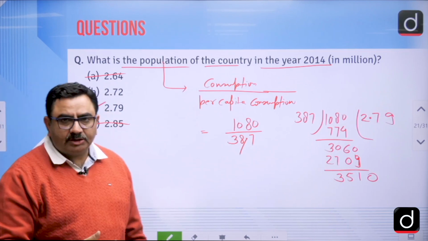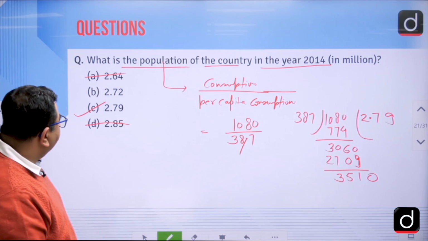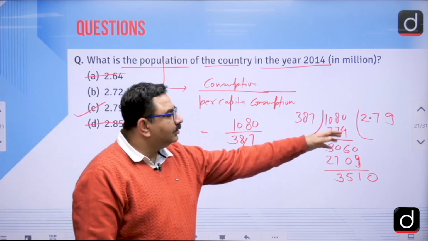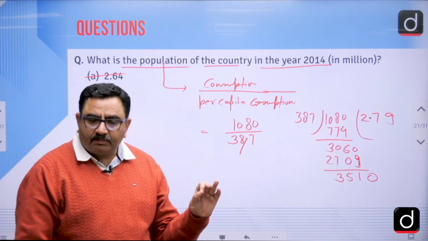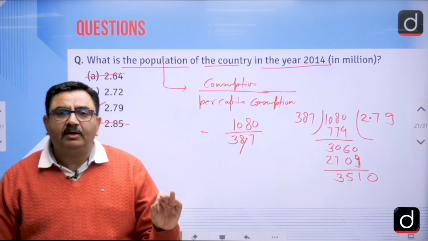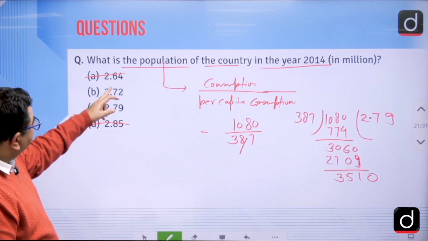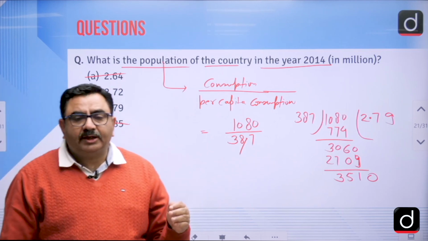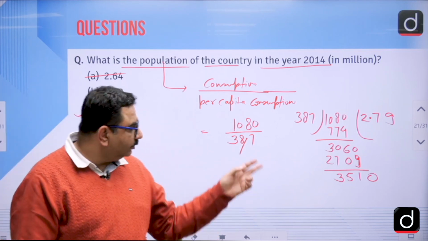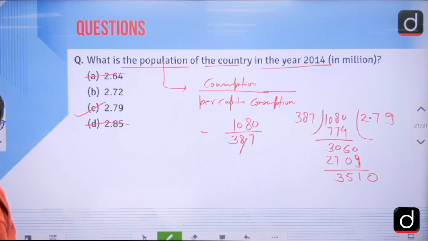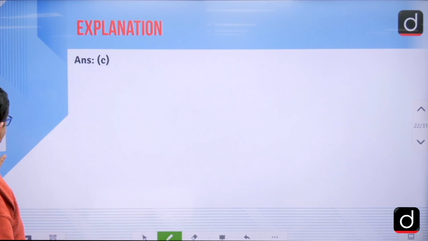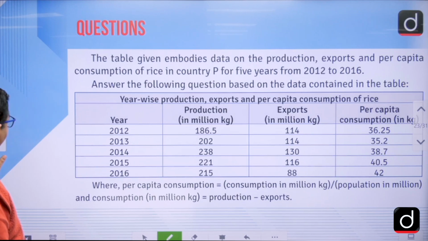So in some of the questions we have to do this kind of activity, just to know what the number is, we have to write up to one place of decimal. After one place of decimal, there were two options, so that's why we have to check one more place, right? So 2.79 is the answer for this. Right, let's move to the next question.